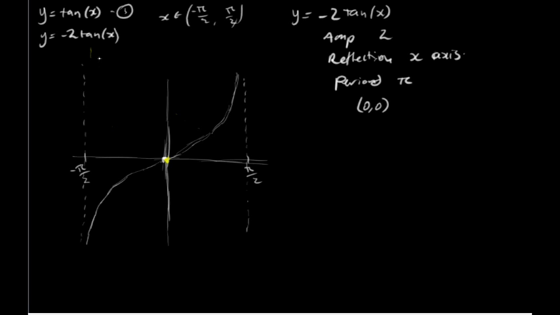So if we sketch that in, it should look something like that. So that's for minus 2 tan of x. So very similar, just a bit of a reflection.